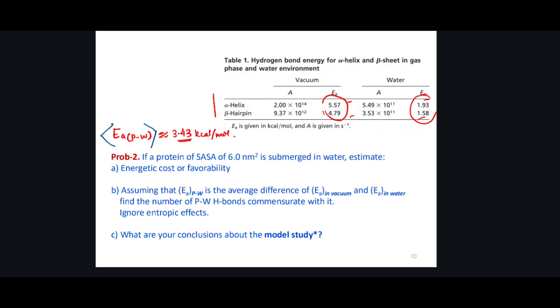So if I simply take that, what is 5.57 minus 1.93? 3.64. What is 4.79 minus 1.58? 3.21. So what is the average of 3.64 and 3.21? 3.4-ish. 3.425. So I'm simply telling you, if you read this carefully, that the activation energy for a protein-water hydrogen bond comes to how much? 3.43 or something.